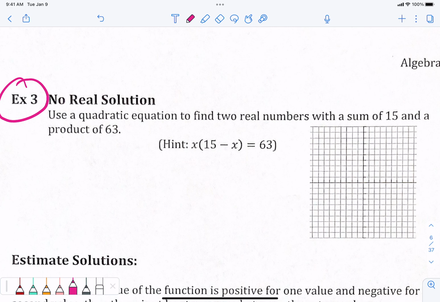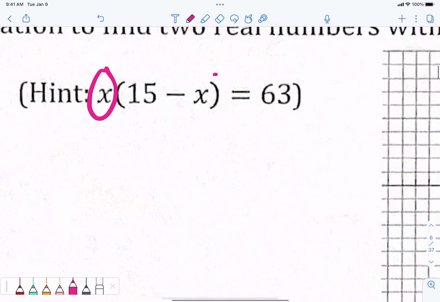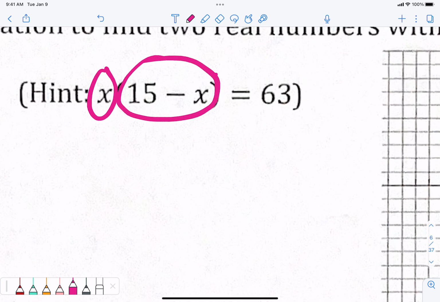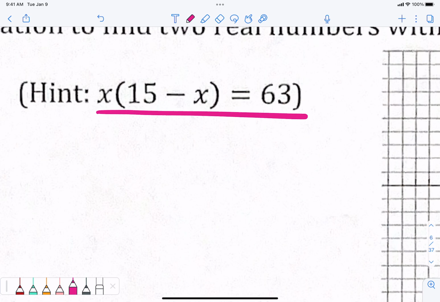Example 3. They give us like a story problem for this one. All right, so they say use a quadratic equation to find 2 real numbers with a sum of 15 and a product of 63. So here are my 2 numbers, and product means multiply. And that's 63. But if one number is x, I have to subtract that number from 15 to get the other one. Okay? If that didn't make any sense to you, ignore it. We're just going to use this to solve our equation. Okay? So, this is our equation, but I don't like the way it's looking now.